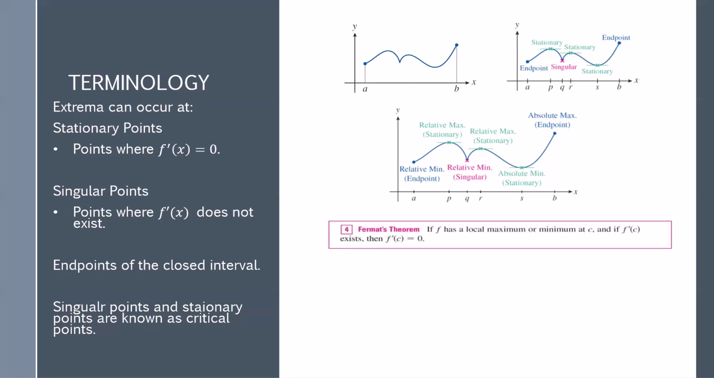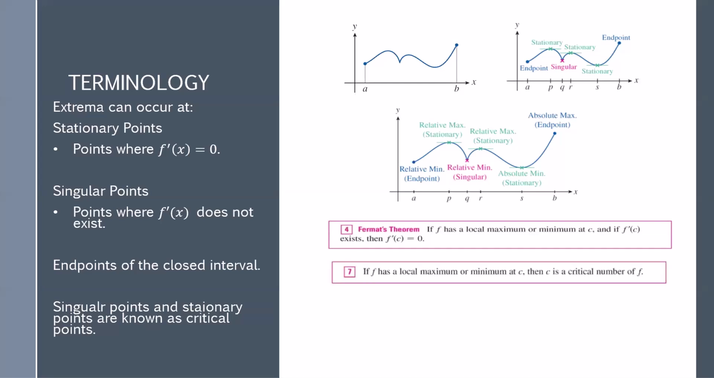Fermat's theorem tells us that if f has a local maximum or minimum at c, and if f'(c) exists, then f'(c) must equal 0. We can see that with our green values on the graph. If f has a local maximum or minimum at c, then c is a critical number of f.